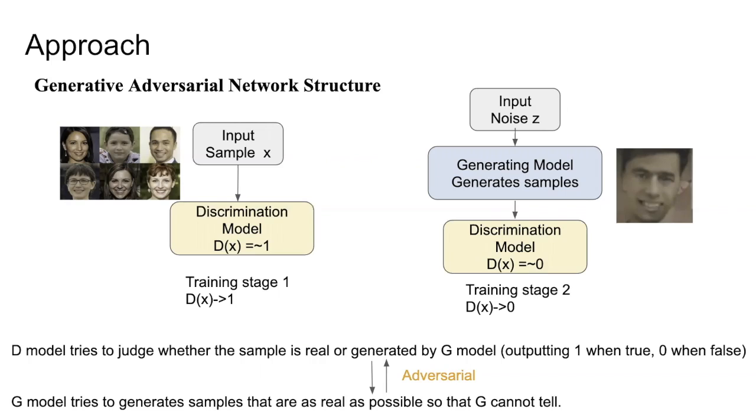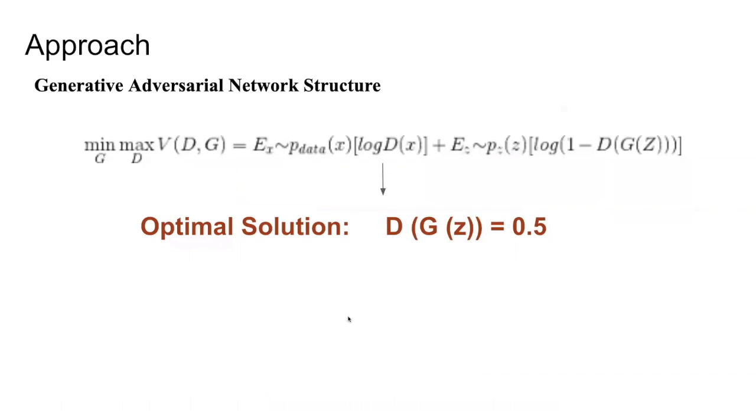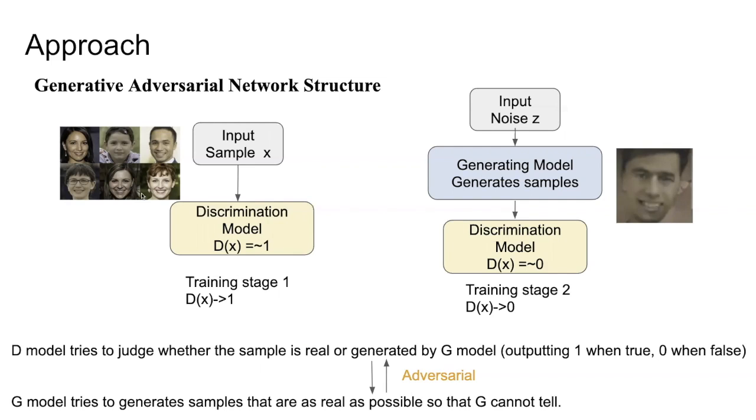Through this kind of contest, the two models will improve and eventually get to a settling point. So the training part includes two stages. During stage 1, the real sample data is input into the discriminator. Since all the samples are real, we expect the output of stage 1, which is D(x), to be as close to 1, which represents true, as possible.